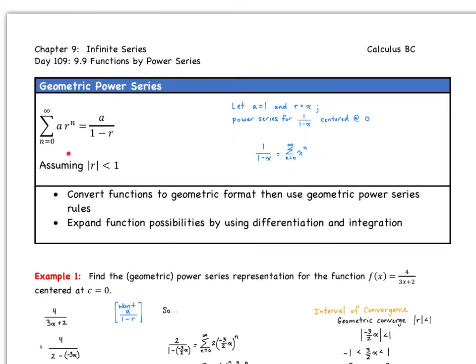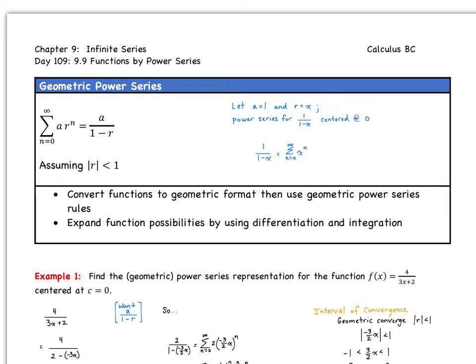So if we're looking at this, we're thinking of the sum as A over 1 minus R, right? If the sum of this geometric series converges, it equals this A over 1 minus R. So this is kind of like our starting point here. Now, if we let A equal 1 and R equal X, this is a power series for the function 1 over 1 minus X centered at 0.